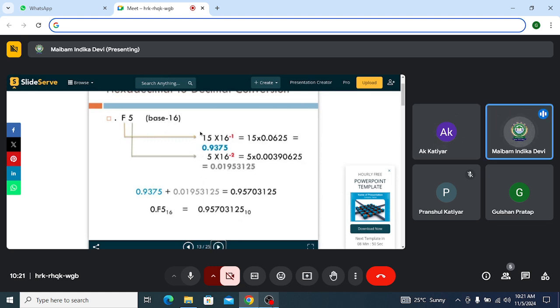Similar for base 16, you get 15 into 16 to the power -1. F means 15. So 15 into 16 to the power -1, 5 into 16 to the power -2, and you get the result. 16 to the power -1 is 1 divided by 16, and 16 to the power -2 means 1 divided by 16 squared. So you get the answer, and this is the decimal equivalent of this hexadecimal value.